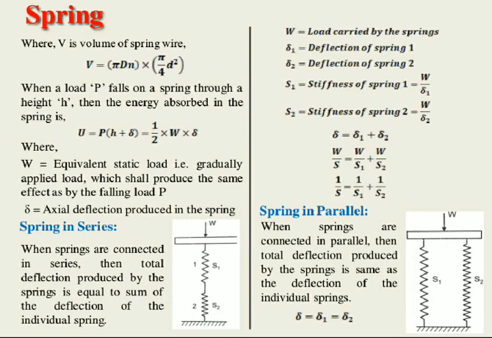So what is V here? V is the volume of spring wire, where V can be given by the formula pi dN into pi by 4 into D square.